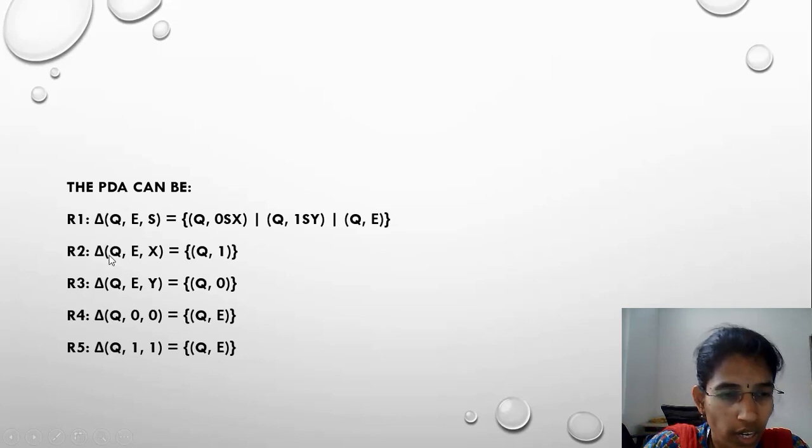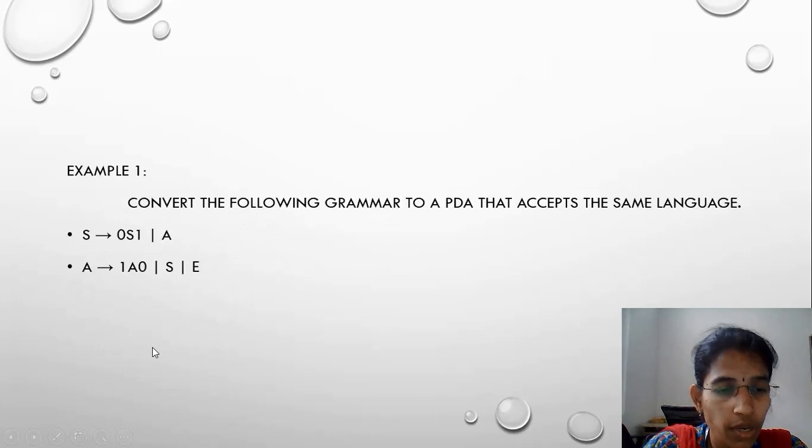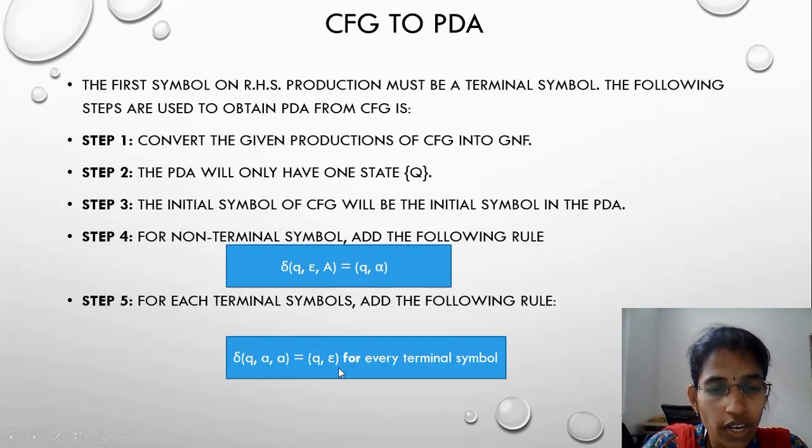Q is only one state. The input is empty. X tends to 1. The third rule for Y, Y tends to 0. So these are the first three rules for non-terminals. The rule number 4 and the rule number 5 are for 0 and 1. So what is the rule for terminals? Here this is the rule for terminals.